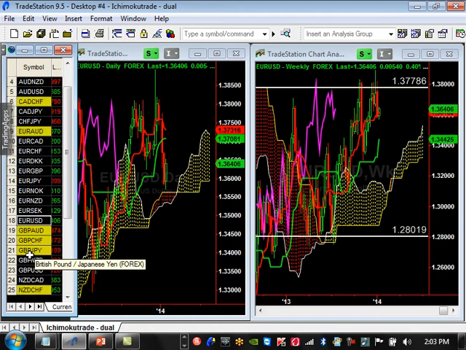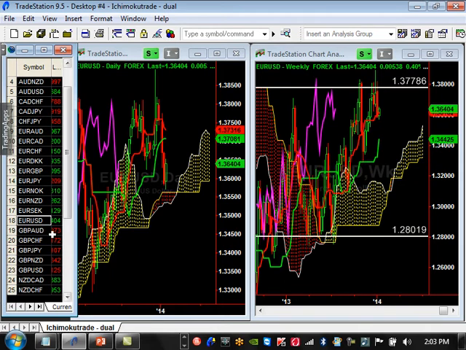Euro USD is doing nothing except consolidating between 28.01 and 37.78. We got to that resistance level, bounced off there. Looks like they're trying to go down right now. Minor resistance level on this guy is going to be 37.08. A minor support on this one is going to be 34.42.